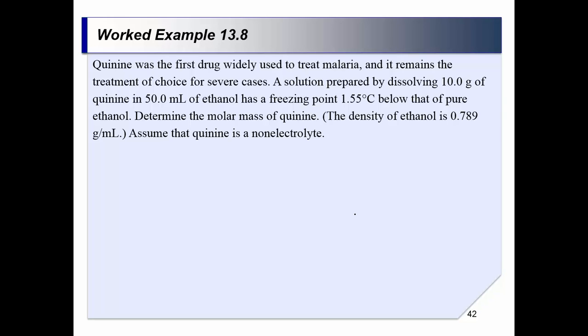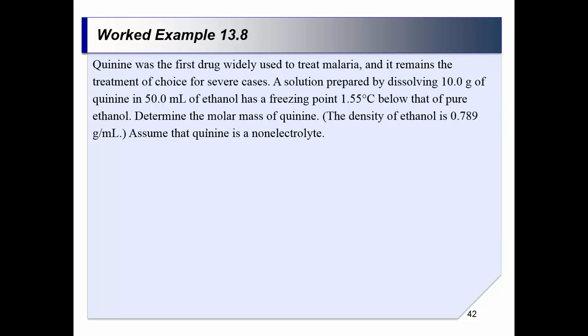Quinine was the first drug widely used to treat malaria. It remains the treatment of choice for severe cases, and a solution is prepared by dissolving 10 grams of quinine in 50 milliliters of ethanol. And it has this freezing point, below that of pure ethanol. So we're asked to determine the molar mass of quinine. We're given the density, and we're told that it's a non-electrolyte, so the i factor is going to be 1.